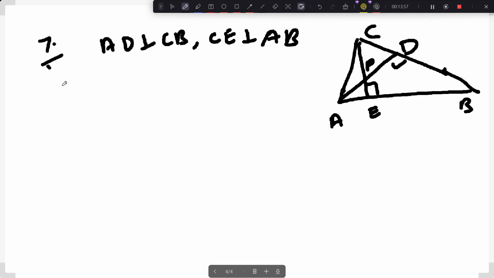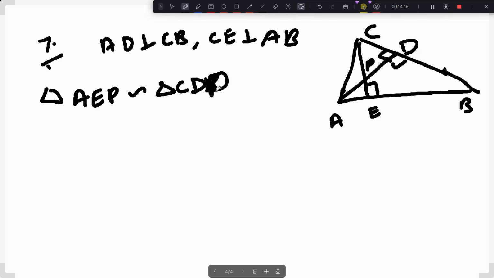So let's see. There are a number of things we need to prove here. We can pick one or two questions, and the rest you can do. Right? So we have to take this small triangle AEB and CDB. This is also 90 degrees. We already know this is not CD. This is CDP.